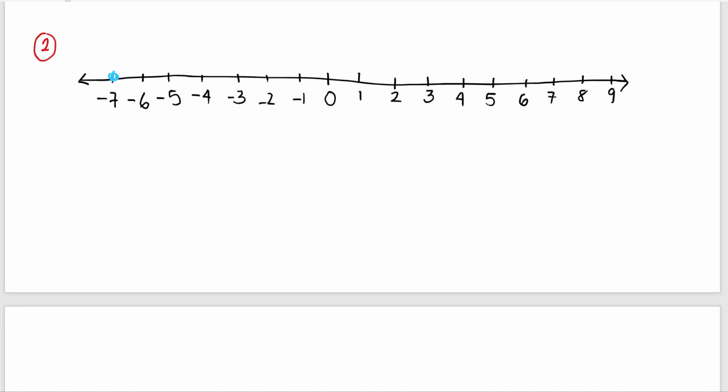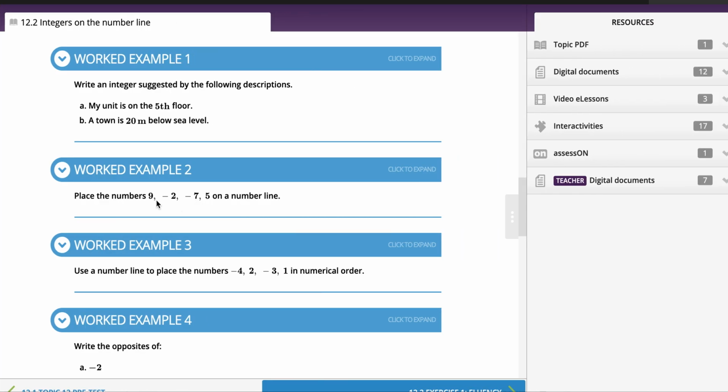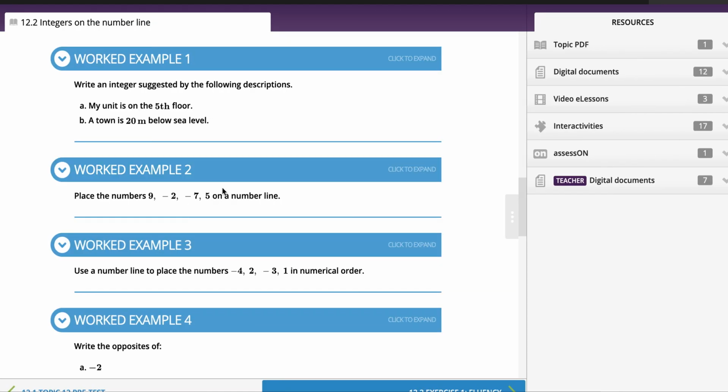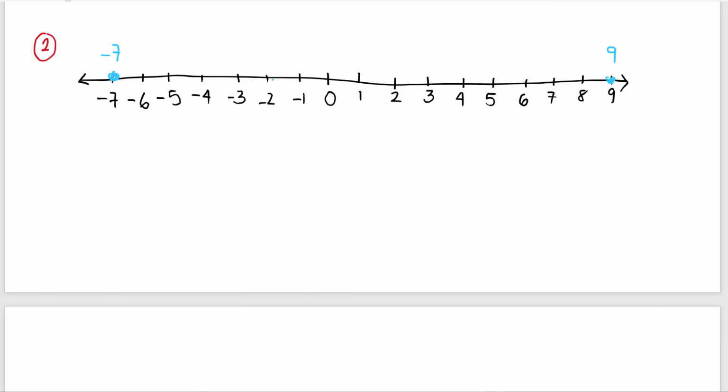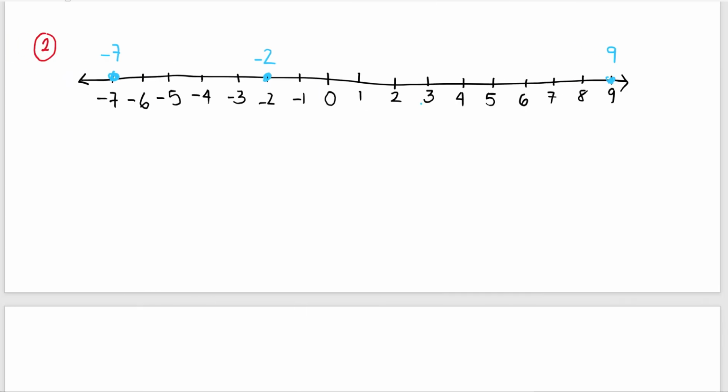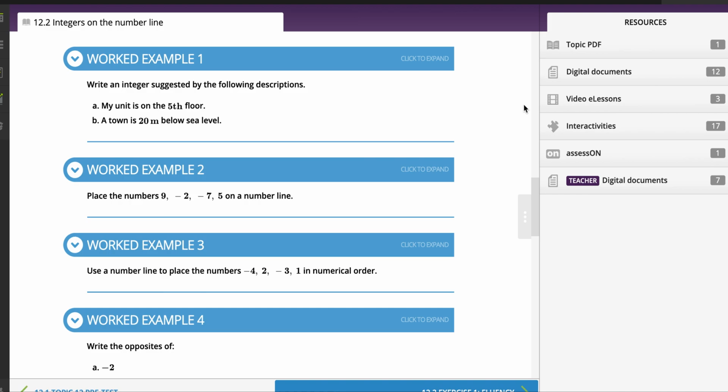So I've done this with pencil, and then with another color, I'm going to say, okay, so here I have -7. That's one of the numbers that I needed to do, this one here. Where is 9? 9 is on the other side. So here I have my 9. Notice that I'm putting a dot and just writing it again to locate it on the number line. Then I have -2. So -2 is here. And then I have 5, the last one that I would need to place. Wonderful, 5. And that's my example.